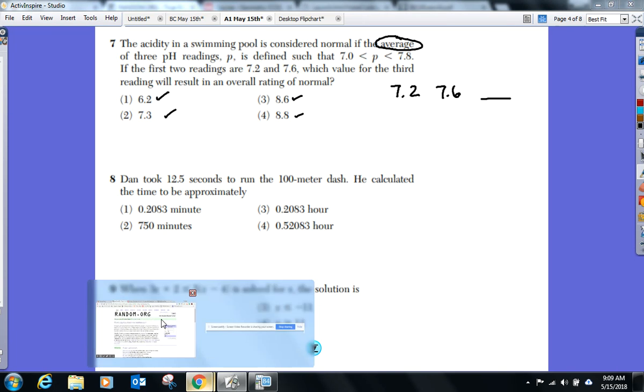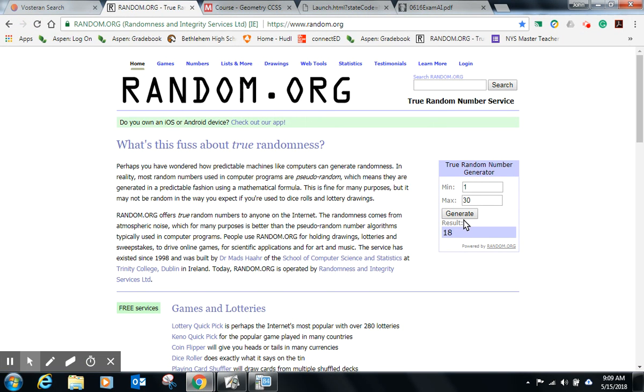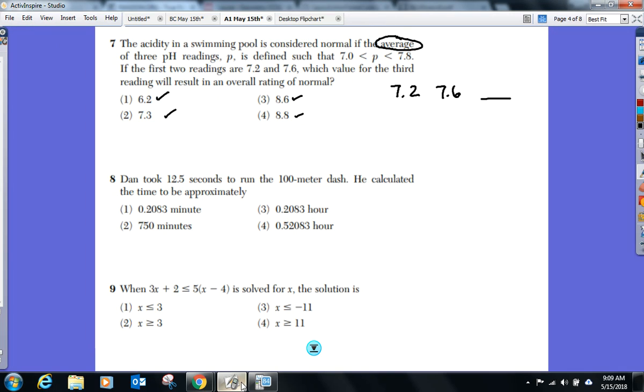What's your suggestion here? How do we get into it? The 7.3 fits in there, but that's not what it's asking. How do you know 7.3 works? Guys, that is not the question. Which one of those four fits into there? The question is, which one of these, with these two, makes an average?